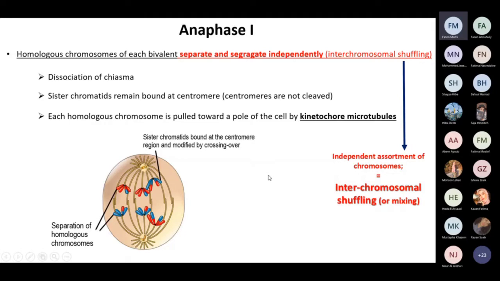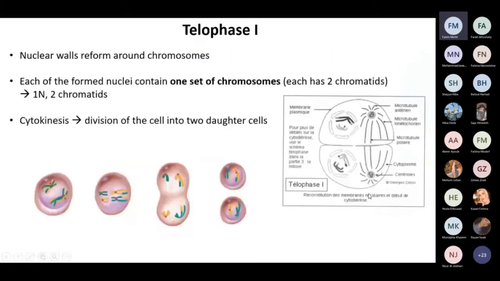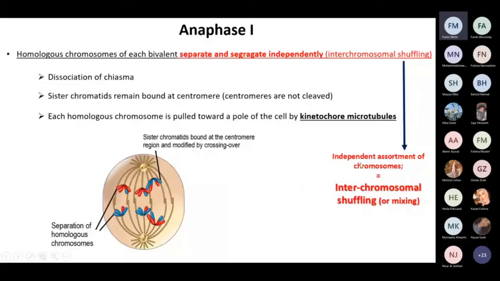And in a different cell, we will have a different segregation depending on how the chromosomes were attached to the microtubule spindle. Okay, so this random orientation of those homologous chromosomes on the microtubule spindle will allow their independent segregation and will allow an interchromosomal shuffling, which means we call it an interchromosomal mixing, or assortment. We will have an independent assortment of chromosomes. So we'll have a random assortment of the chromosomes.